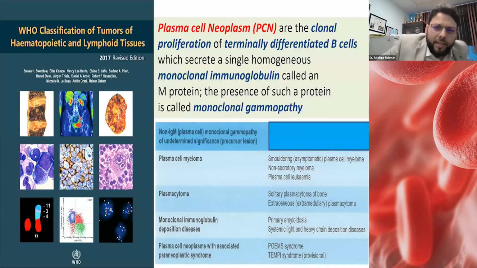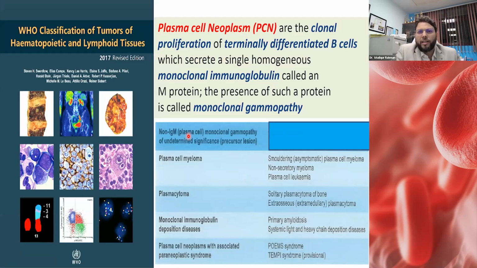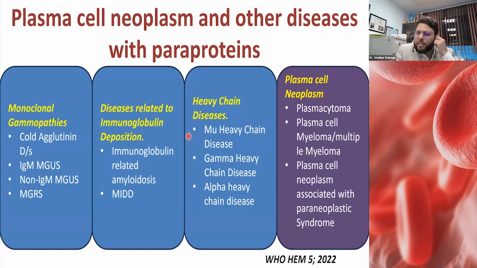In the earlier 2017 fourth revised WHO classification, the plasma cell neoplasms were clubbed in 5 broad categories that included non-IgM MGUS, plasma cell myeloma, plasmacytoma, monoclonal immunoglobulin deposition disease, and plasma cell neoplasm with associated paraneoplastic syndrome. In the recent WHO classification, which is available online, but I think the hard copy is not yet out, it has included some new diseases and clubbed diseases with similar features together.